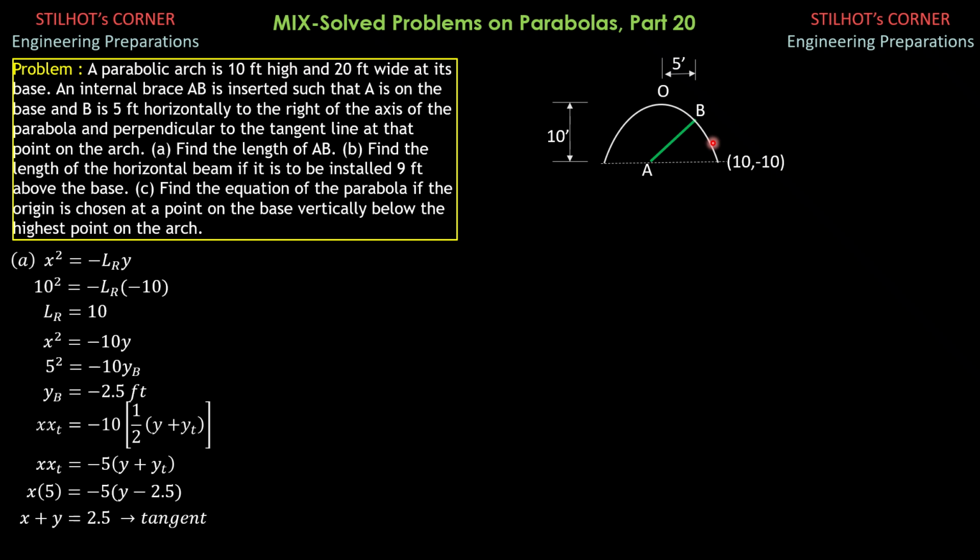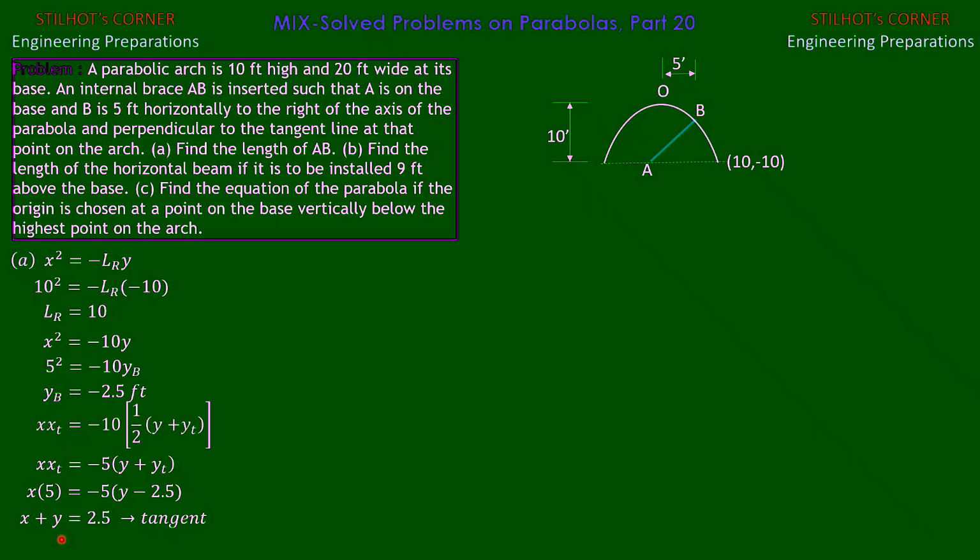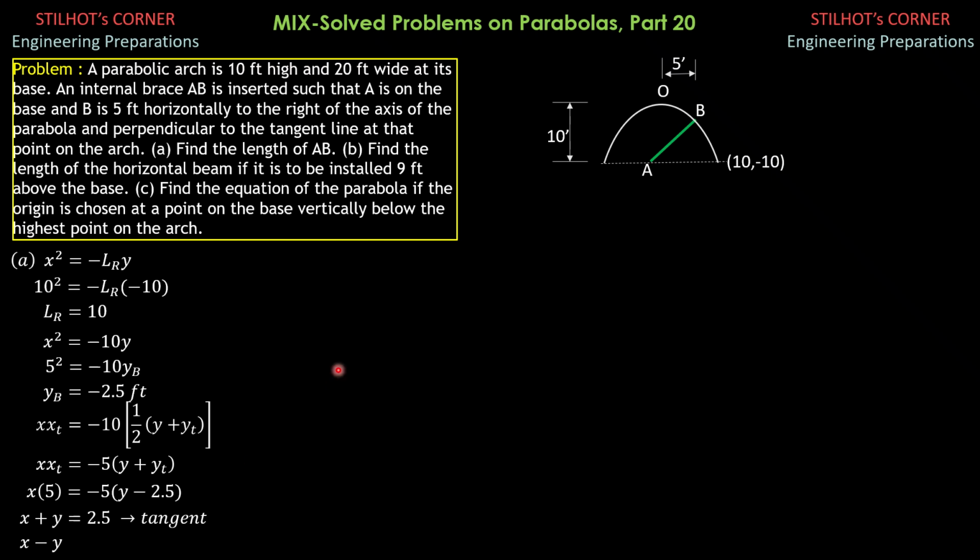The slope of this tangent is negative 1, so the slope of the normal line would be positive 1, the negative reciprocal. So the expected equation of the normal line is x minus y equals xt minus yt. And xt is 5 and yt is negative 2.5, so x minus y equals 7.5.